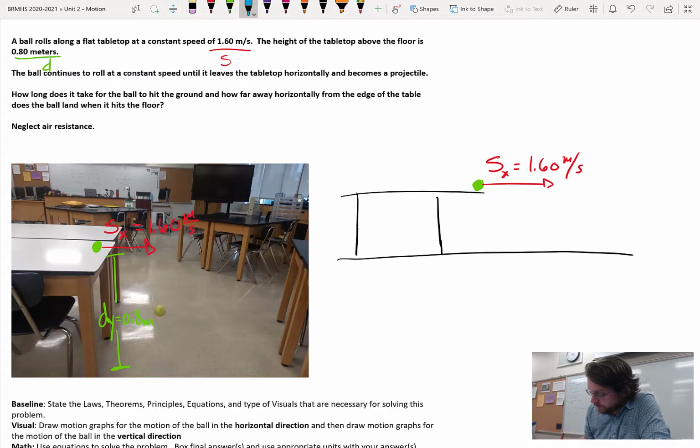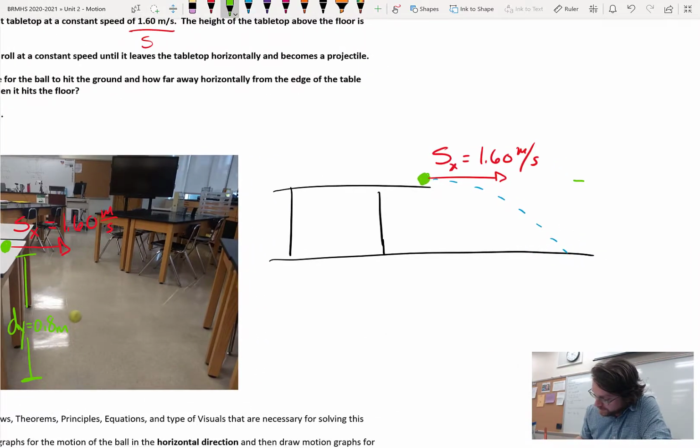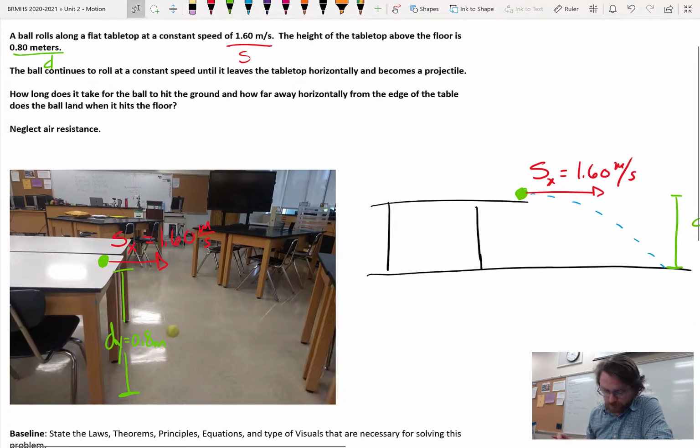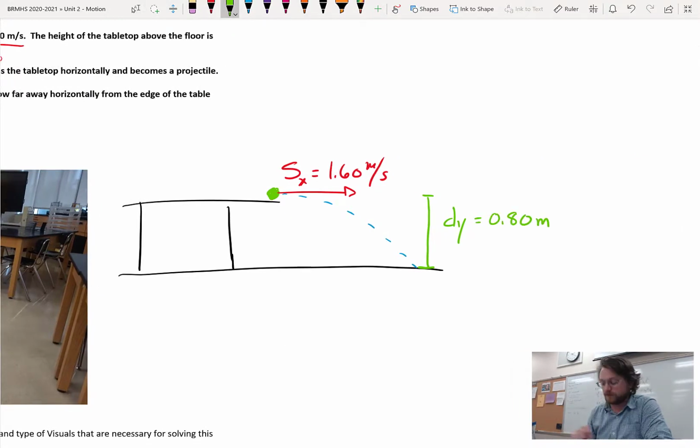It travels in a parabolic arc or parabolic trajectory, the shape it travels through space. I know this height here, this distance in green that I'm drawing, is a distance in the y direction. I drew it up and down, so let's call it in the y direction. And that is 0.8 meters. It's given in the problem. It said 0.8 meters. That's 80 centimeters, but let's keep it in meters. 0.8 meters is the vertical distance it travels.